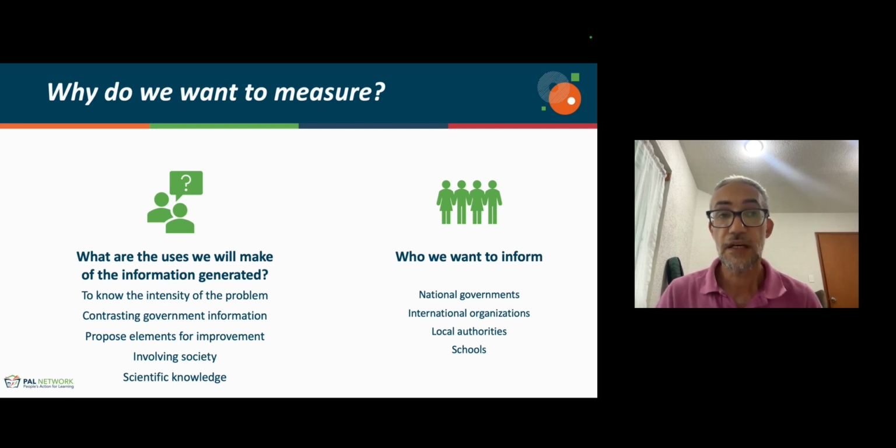The second big question is why do we want to measure? What uses will we make of the information generated? For example, you can create a citizen-led assessment to know the intensity of the problem, to contrast government information, to propose elements for improvement, or to involve society, etc. In the Mexican case, we designed the MIA approach to share the intensity of the problem and to involve society in the learning crisis.